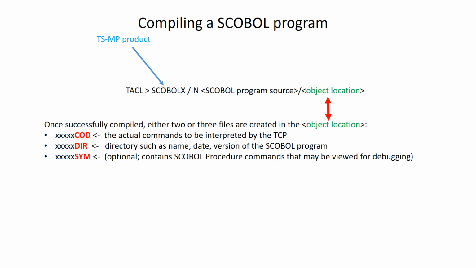As an option, you can ask for a symbols file to be generated, and this holds every procedure division verb that you coded. So if you want to debug, it's really handy to step through your code. You can actually see the procedure verb that you're executing as you're debugging the program.